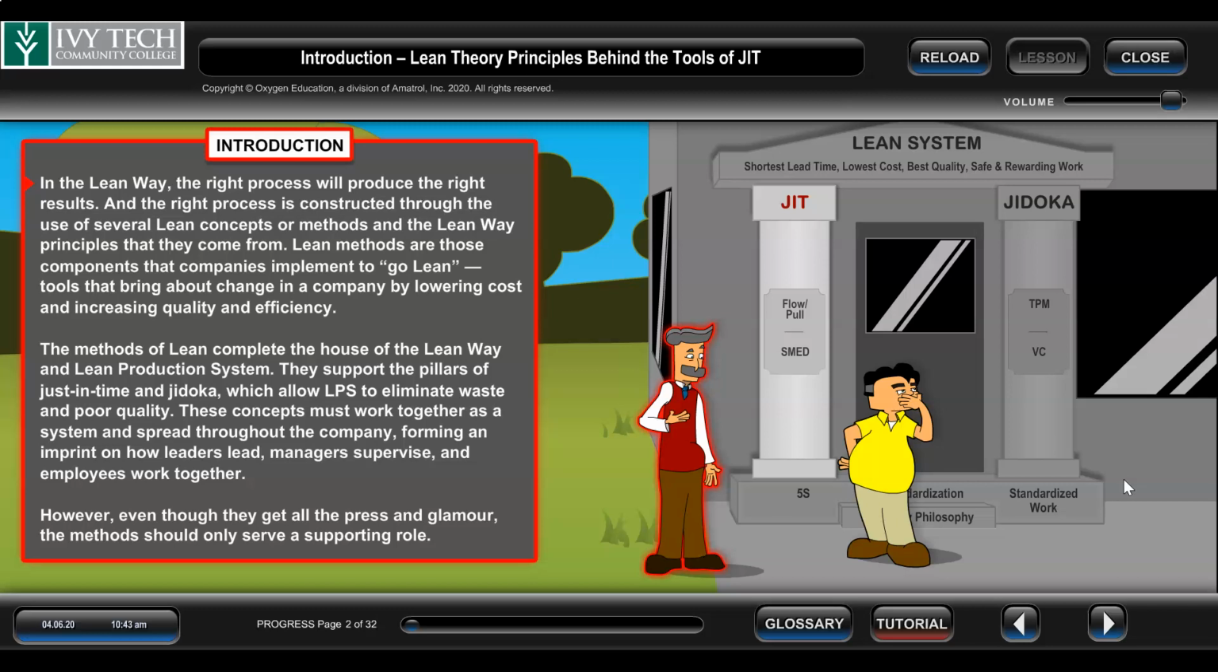They support the pillars of just-in-time and JIT, which allow LPS to eliminate waste and poor quality. These concepts must work together as a system and spread throughout the company, forming an imprint on how leaders lead, managers supervise, and employees work together. However, even though they get all the press and glamour, the methods should only serve a supporting role.